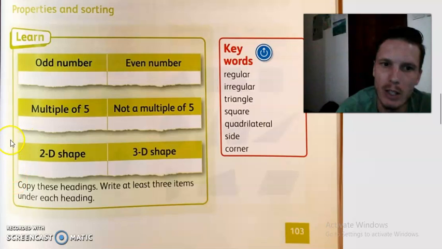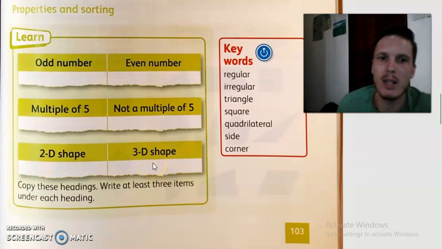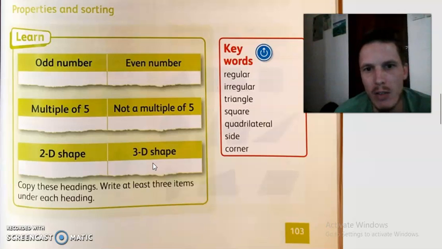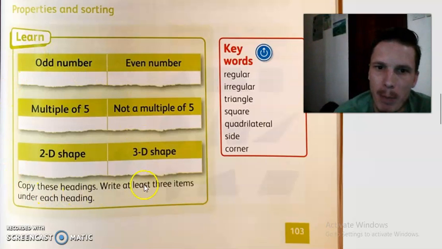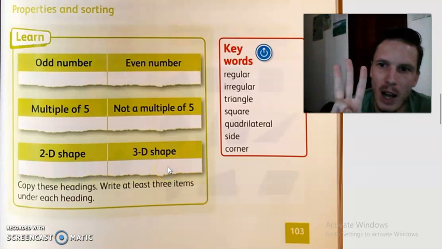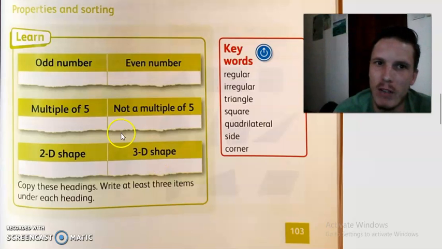The third group we're going to look at is 2D and 3D shapes, okay, and I'm not going to explain this too much because we spent quite a lot of time last semester going over 2D and 3D shapes, and I'm sure a lot of you can remember many examples of all of these. So what we need to do here is, on a plain piece of paper, draw out 3 charts with these headings: odd number, even number, multiple of 5, not a multiple of 5, 2D shape and 3D shape, and to write 3 examples under each of the headings.